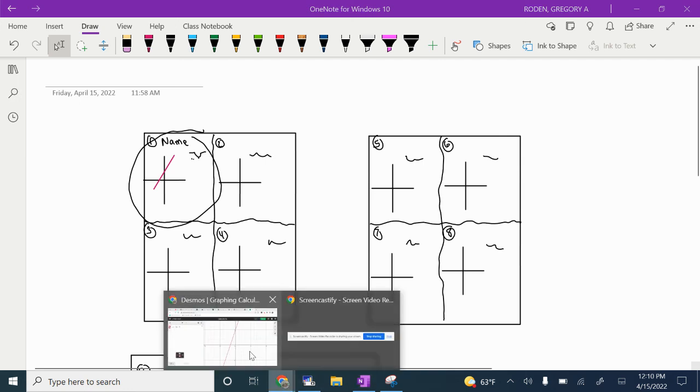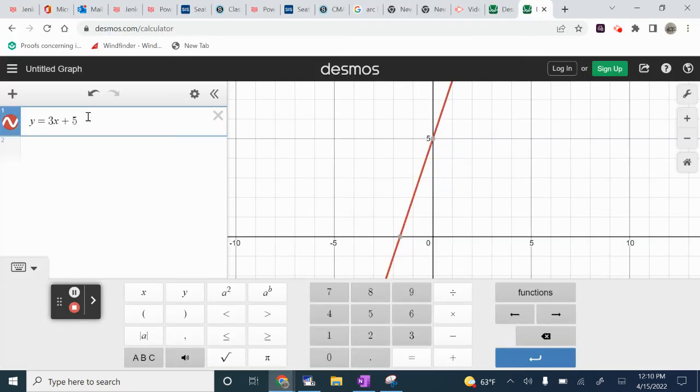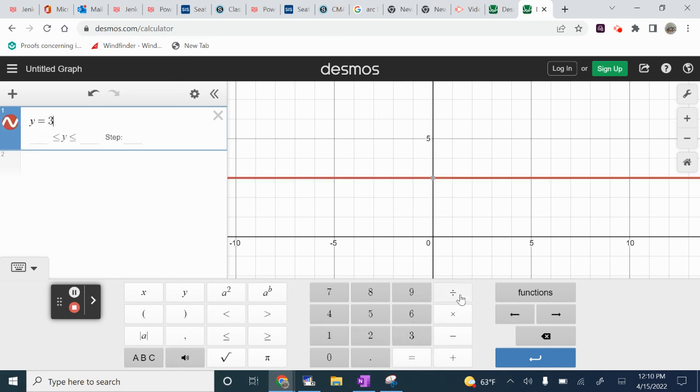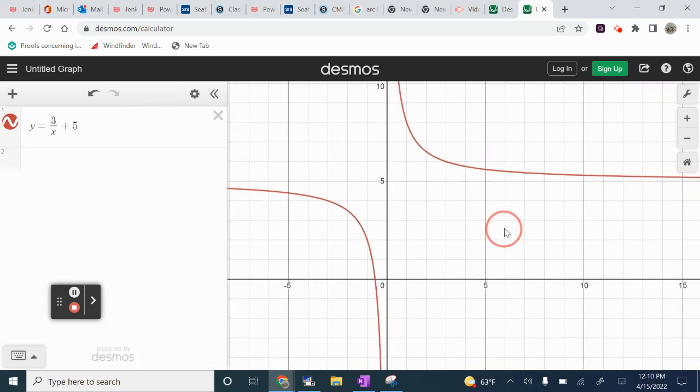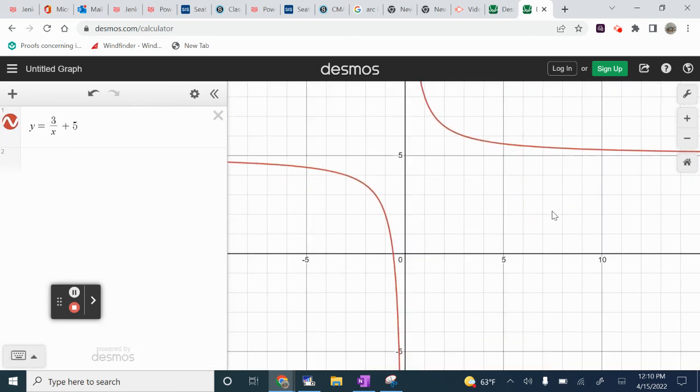So I'm going to go back to my Desmos.com, and now I'm going to put in equation number 2. Now, equation number 2 was, let's see here, y equals 3 divided by x, because remember, a fraction means divided by, and then I need to arrow over to get out of the denominator, and then I had plus 5. And there's the graph. Now this one looks pretty weird, right? This graph looks pretty weird, so I'm just going to kind of look at it and see how it looks.